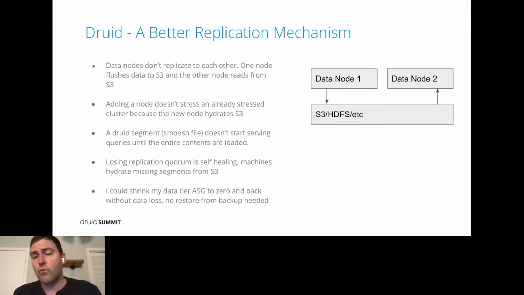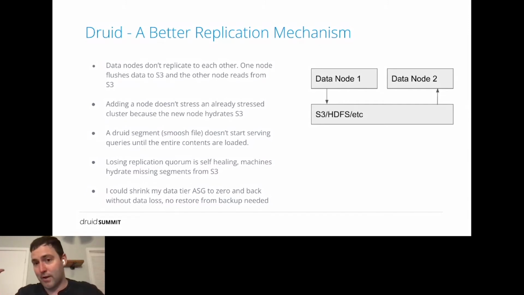Also, when reading one of those Druid segment files, it will read the entire contents of the file before it registers that it is ready to service queries on that file. So you never have that Elasticsearch case of, oh, a single record failed to replicate, in the Druid world. Also, losing replication quorum is self-healing because machines can come back online and hydrate that data from S3.